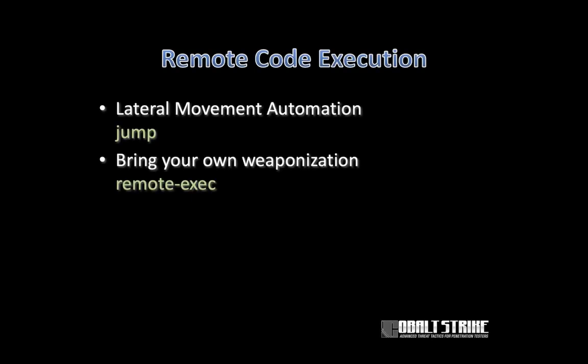So far, I've taken you through how to discover targets, who can administer those targets, and how to repurpose credential material into an identity that your beacon will use to authenticate to remote resources. Let's talk about how to get remote code execution on a target. There are two approaches in the beacon payload. There is automation for lateral movement, available through the built-in jump command. And there is also a bring your own weaponization approach with the remote exec command. Both are new in Cobalt Strike 4.